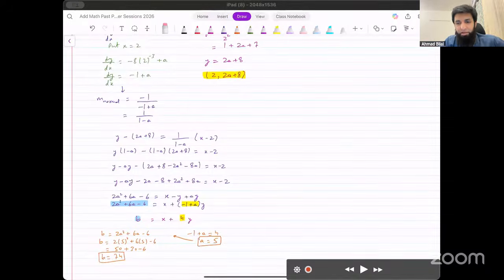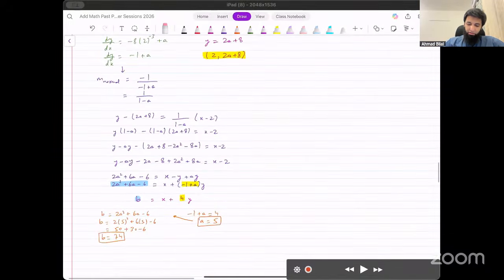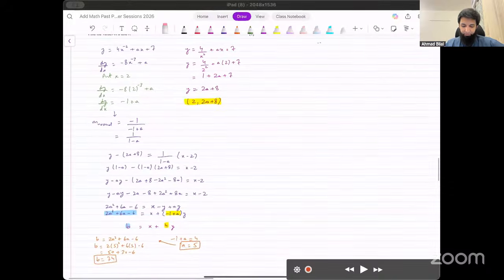Yeah, it will make simplification easier. You're right about that. If we find the value of a first using the gradients, this simplification will become slightly quicker. You're right. It will be less prone to careless errors as well.